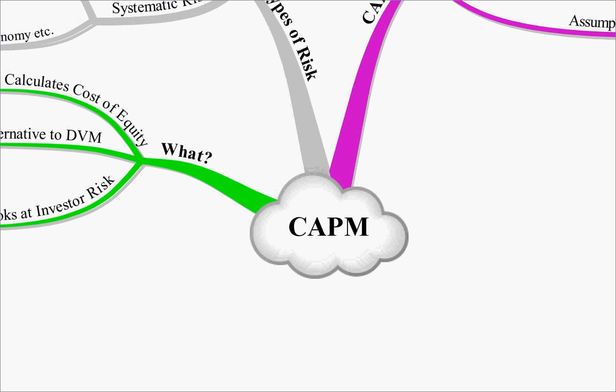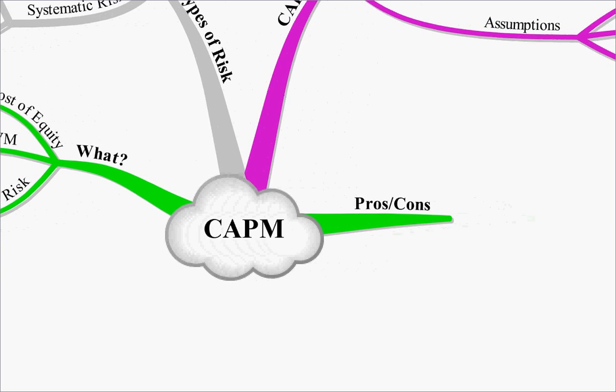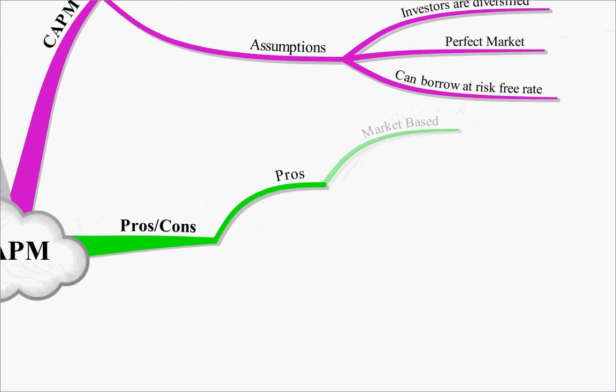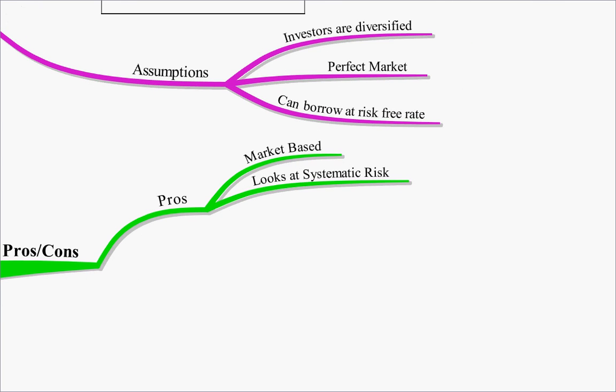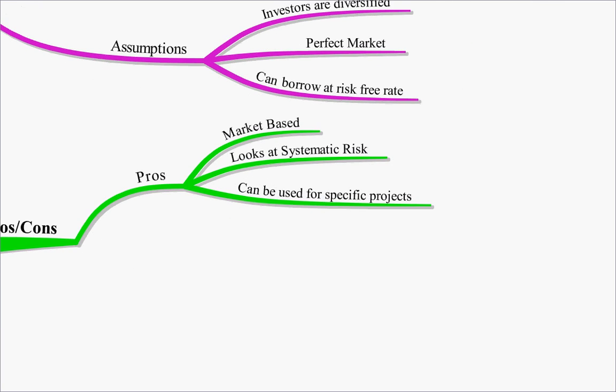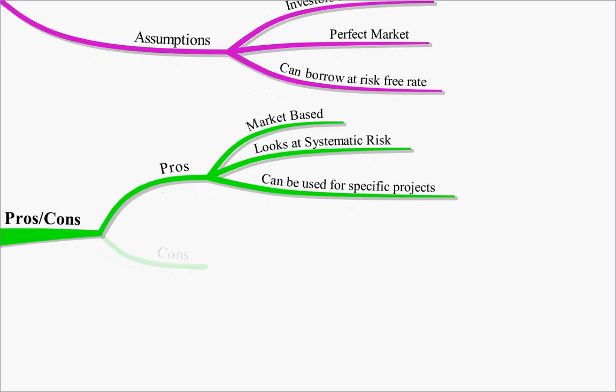So, our pros and cons on CAPM then. First of all, the advantages. Well, it's market based. It looks at the systematic risk, and it can be used for specific projects. You can work out the risk on that certain specific project, which we'll look at later.